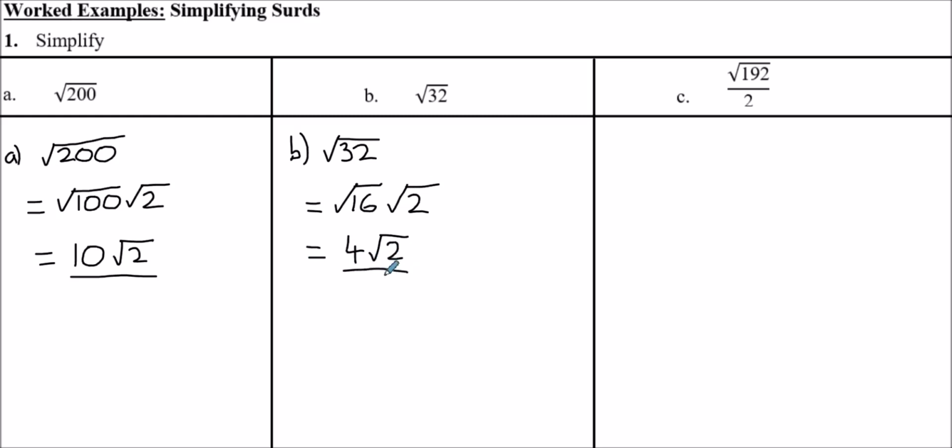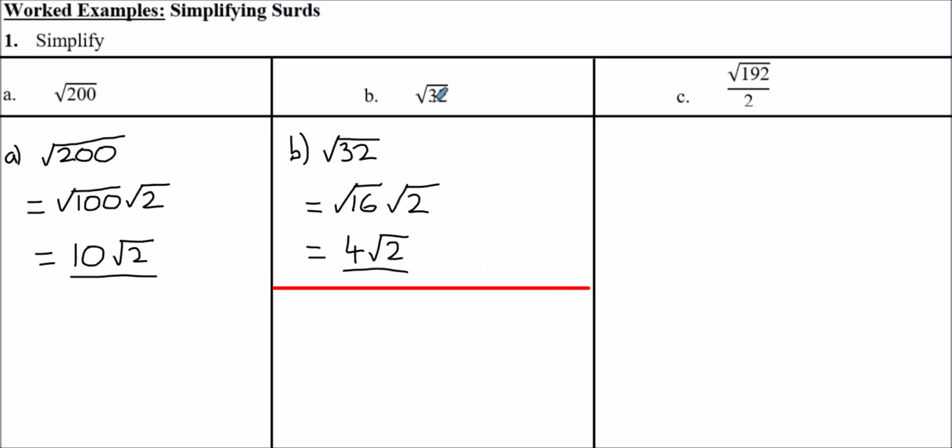You may be wondering, what would happen if I picked the wrong square number? No need to panic. For example, if you were to pick a smaller square number and didn't spot that 16 was the biggest square number you could pick, you wouldn't need to panic too much. It'd just take you longer to get the fully simplified answer.